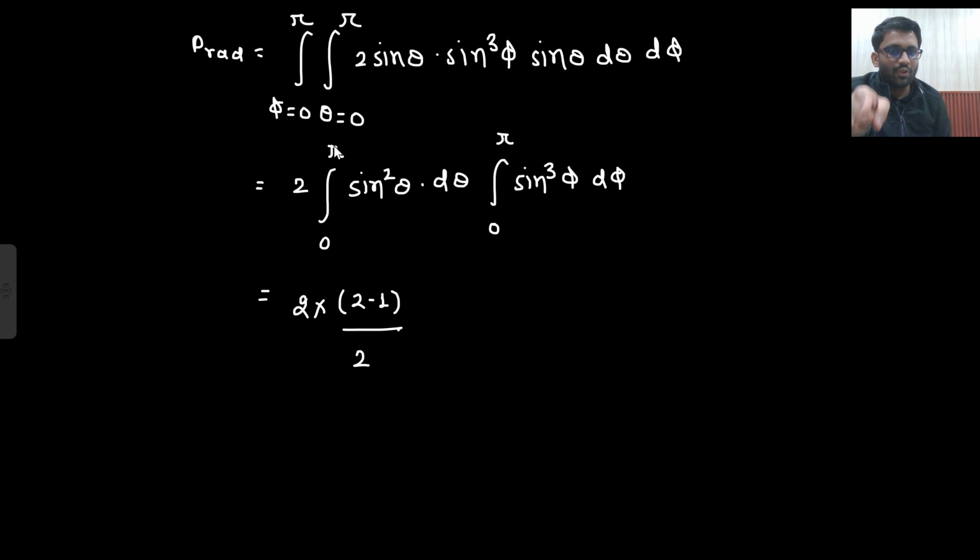But here the limit is from 0 to pi. In our formula, the limit is from 0 to pi by 2. You can solve it by simple mathematics as well. But if you apply that formula which I have taught you, then you can solve in this manner. So limit is from 0 to pi here. But in our formula, the limit is from 0 to pi by 2.